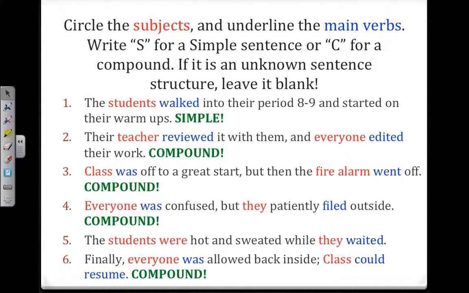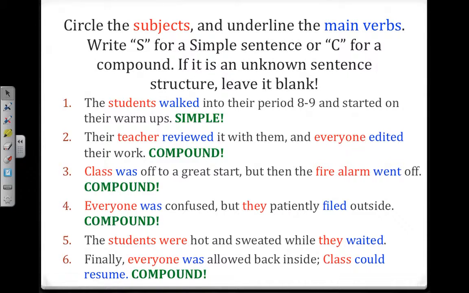And the next one, class was off to a great start, but then the fire alarm went off. The first subject is class. The linking verb is was. And then I've got fire alarm as the second subject and went as the verb that's connected by a coordinating conjunction but. So that's a compound sentence. And number 4, everyone was. Everyone is my subject. Was is my linking verb. And they is then my next subject. And filed is my verb connected by the coordinating conjunction but. That is a compound sentence.